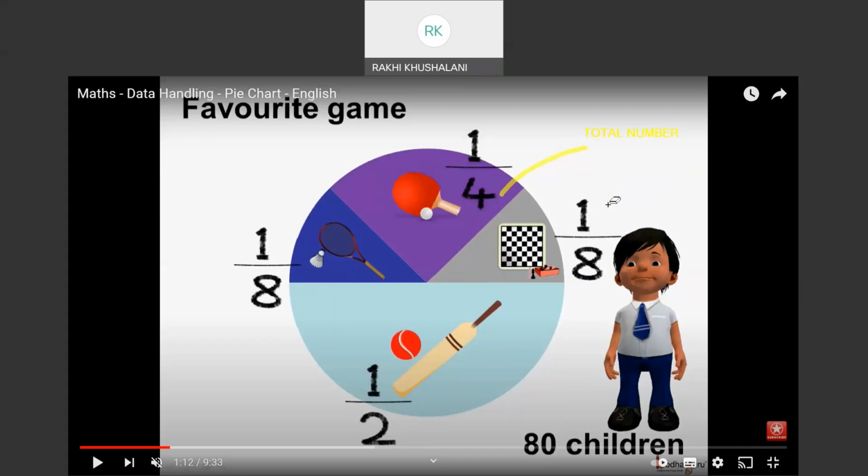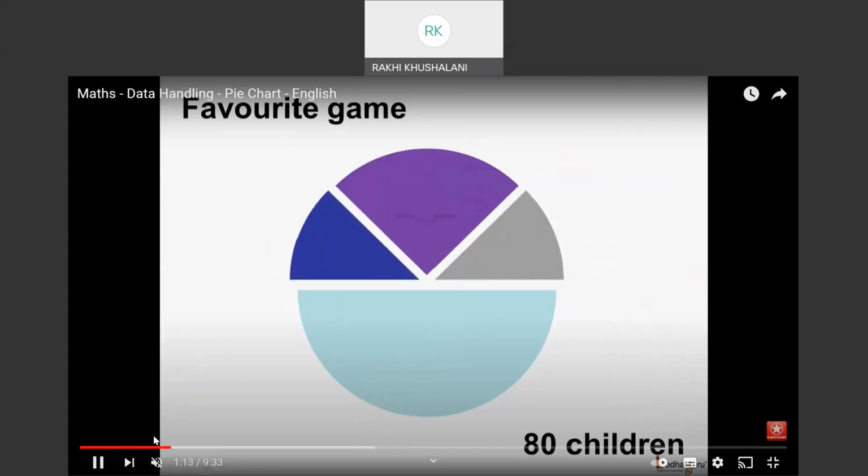How many students like to play cricket? Definitely half of 200 is 100. अब क्या बचता है? 1/8, 1/4 and 1/8 again. Let's see ahead in our video, how are we going to justify the numbers?